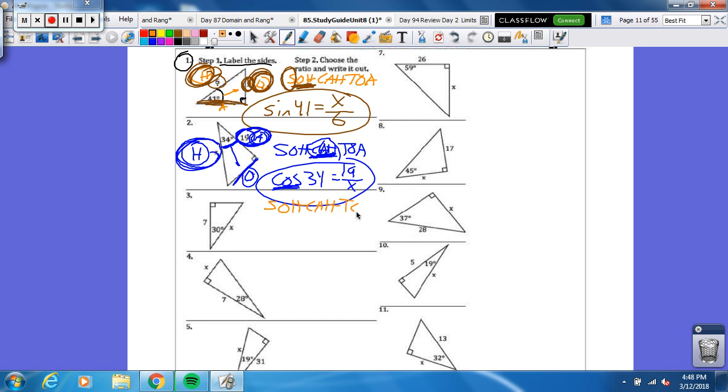SOH CAH TOA. All right, so here's our reference angle, 30 degrees. We're using trigonometry, so we're going to mess with trigonometry right now. So this right here is the hypotenuse. Here's the opposite, and here's the adjacent. Okay, so where's the stuff? Adjacent is where the 7 is, and x is the hypotenuse. So adjacent and hypotenuse again. Cosine. So cosine of 30 degrees equals adjacent, which is 7, over hypotenuse, which is x. There's another cosine. Cool.